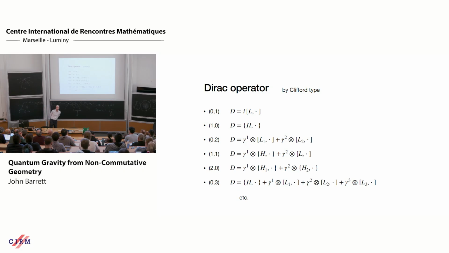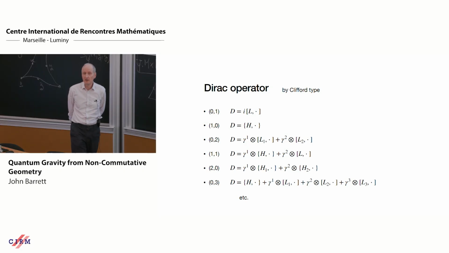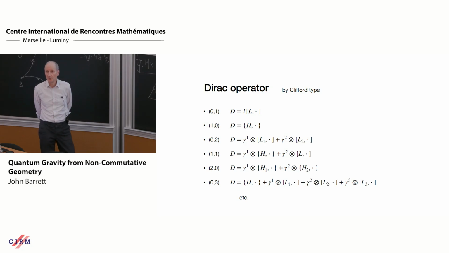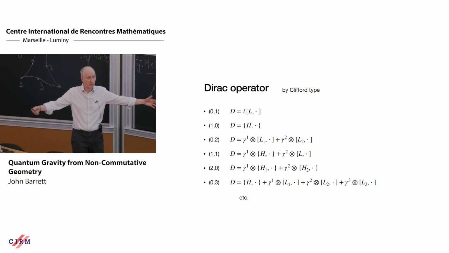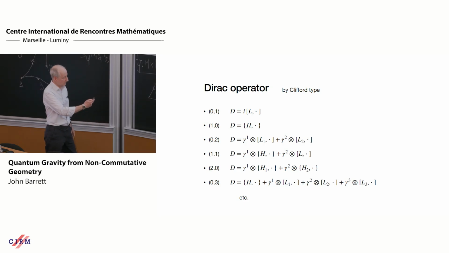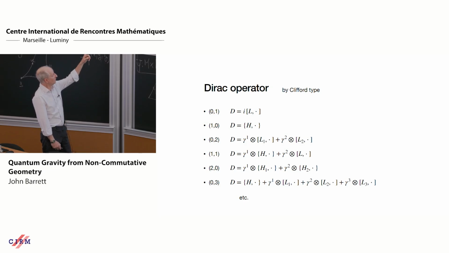Okay, and then the thing I haven't told you about is the Dirac operator. And these get more complicated as the size of the Clifford module increases. The P and Q integers get larger. But here are the first few cases. The 0, 1 and 1, 0 are just commutators or anti-commutators. The curly brackets are anti-commutators.